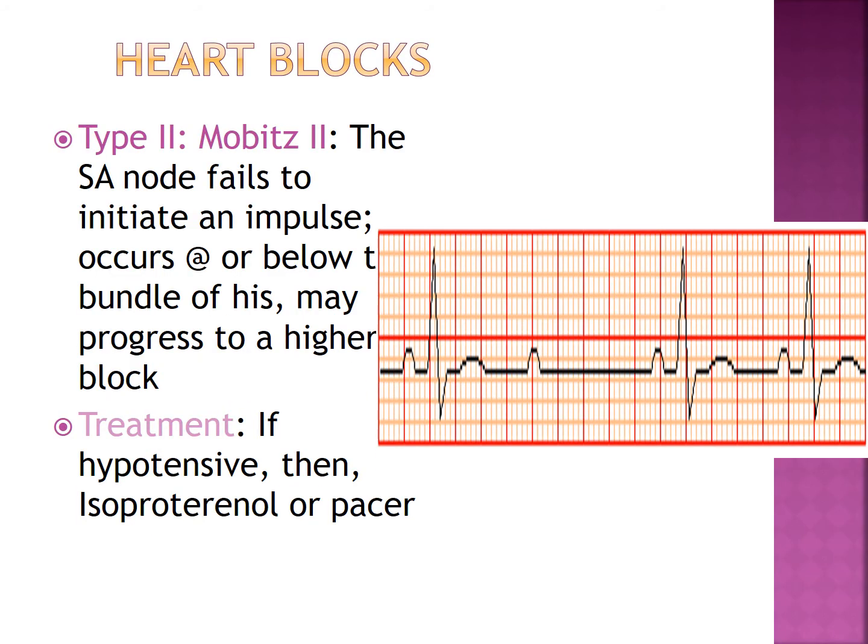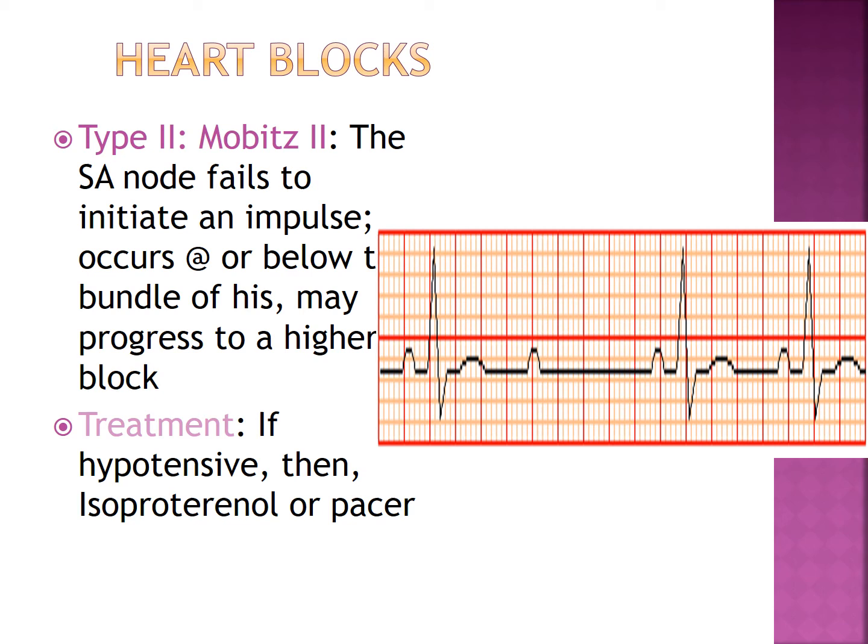Okay. Next is a type 2. So second degree heart block type 2, also called a Mobitz 2. All right, so this one's a little scarier. We're moving up towards a 3. Remember, the higher the number, the worse off we are.